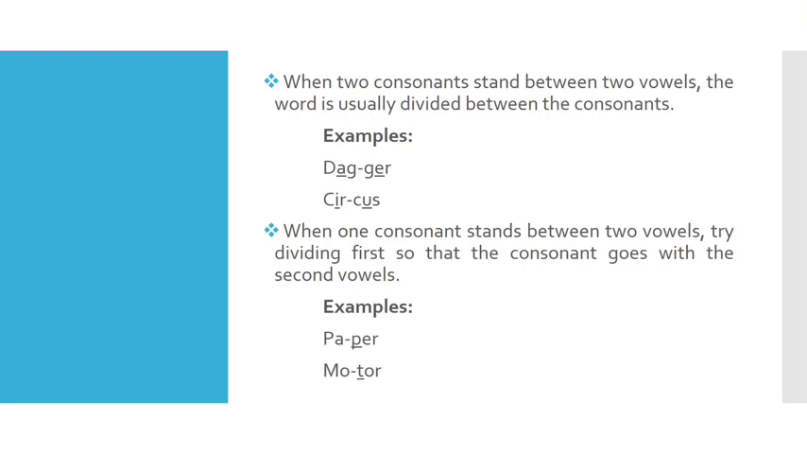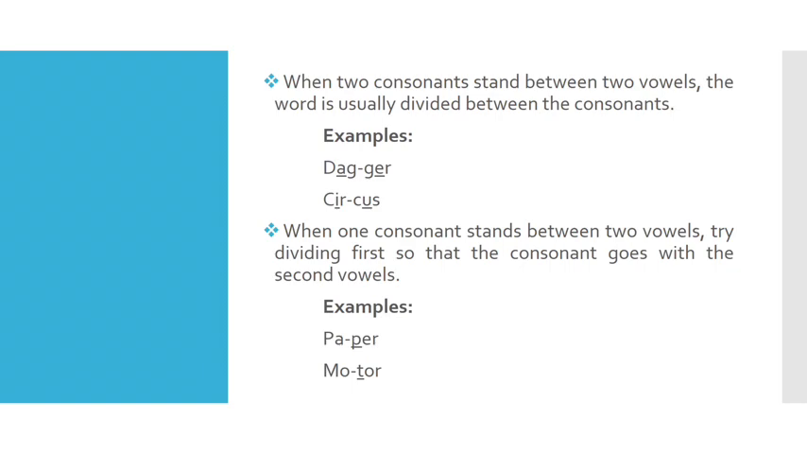For example, here we have dagger and circus. You see the underlined vowels there. We have 2 syllables in there: dag-ger and cir-cus. But in some of the newer materials, they divide these words after the first consonant, just like da-gger and ci-rcus. Then we have the second principle.